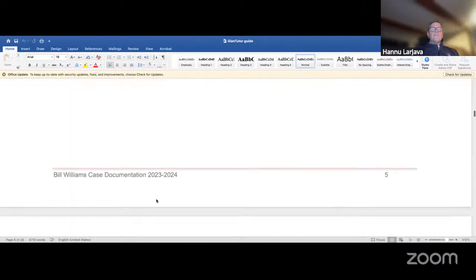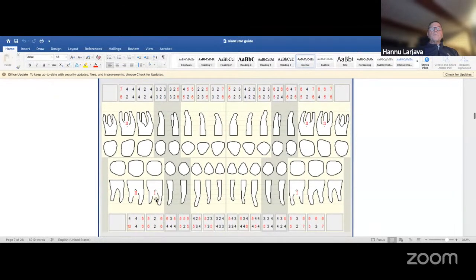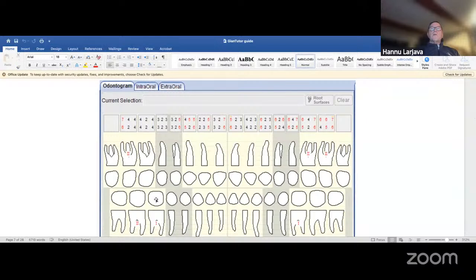Then you do the probing measurements. If you look at the probing records now, only with the probing numbers, these numbers are the buccal, labial numbers, and these are lingual probing numbers. So we have generalized 5 to 7 millimeter pockets throughout the maxilla. And as I pointed out even in the radiograph, there are a couple of teeth that are doing okay, but most of the teeth have 5 to 7 millimeter pocketing throughout.